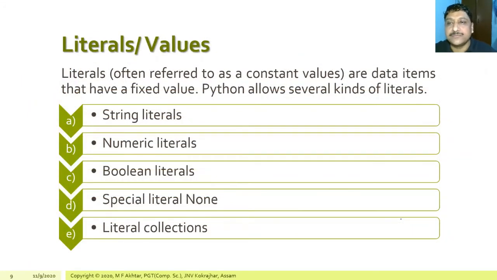Next, literals and values. That is the third category: first keyword, next identifier, and then the third one is literal. Literal means just constant values, for example any name like Raman, or any number like 25. Literals are data items that have a fixed value. Python allows several kinds of literals: string literals, numeric literals, boolean literals, the special literal None, and literal collections. These five types of literals are there, and we are going to understand them one by one.